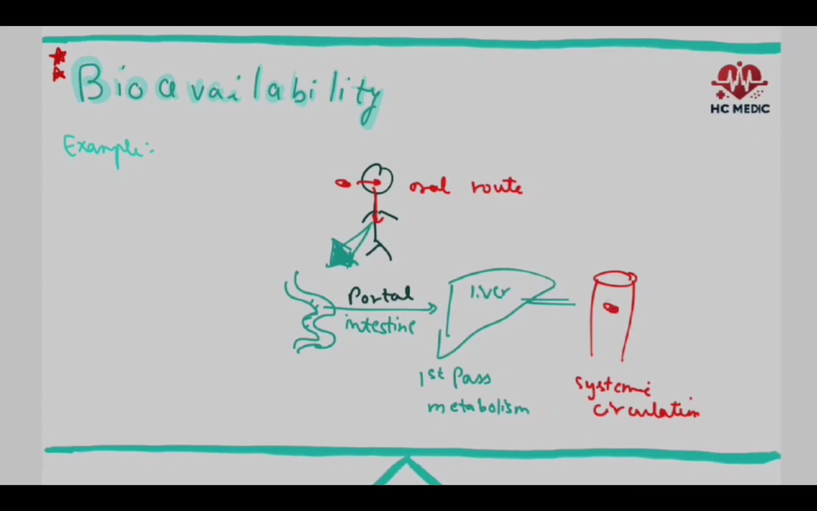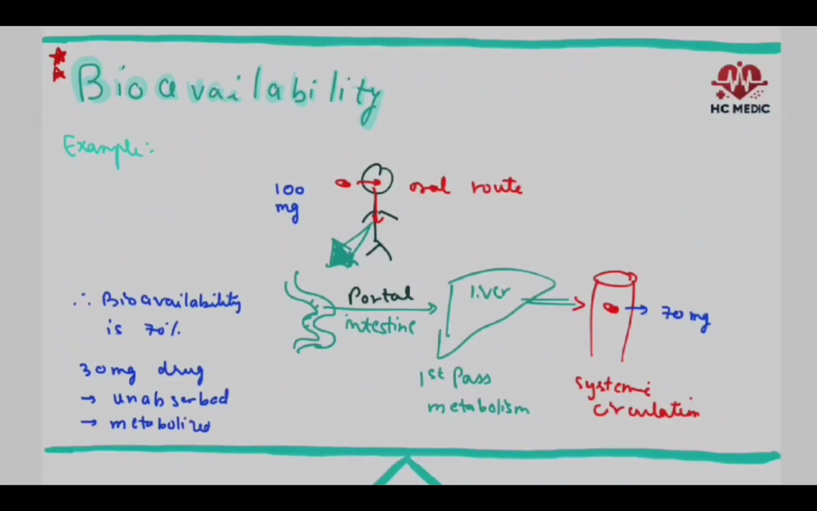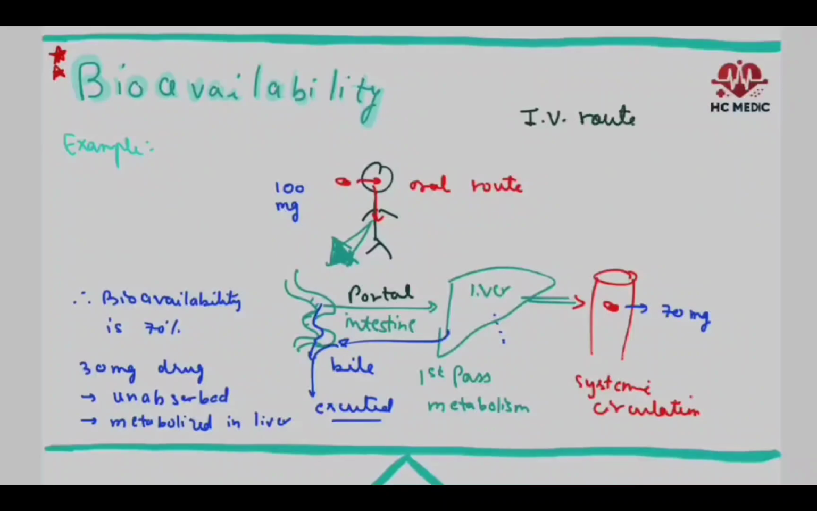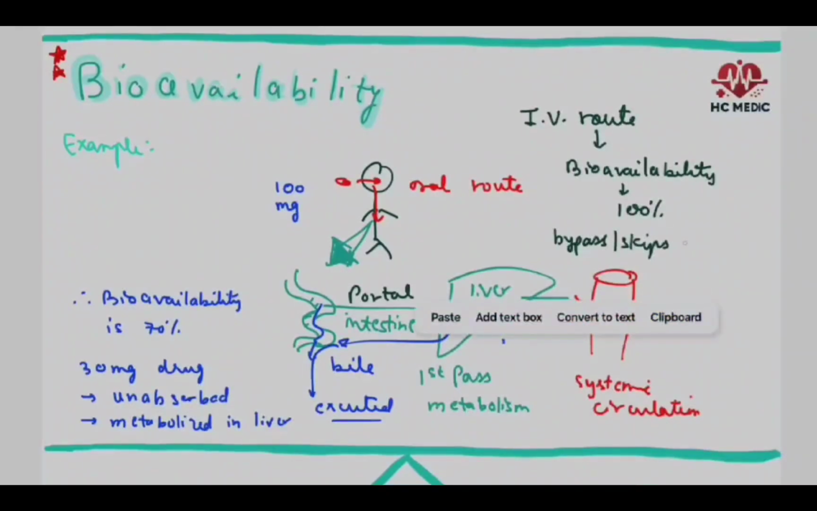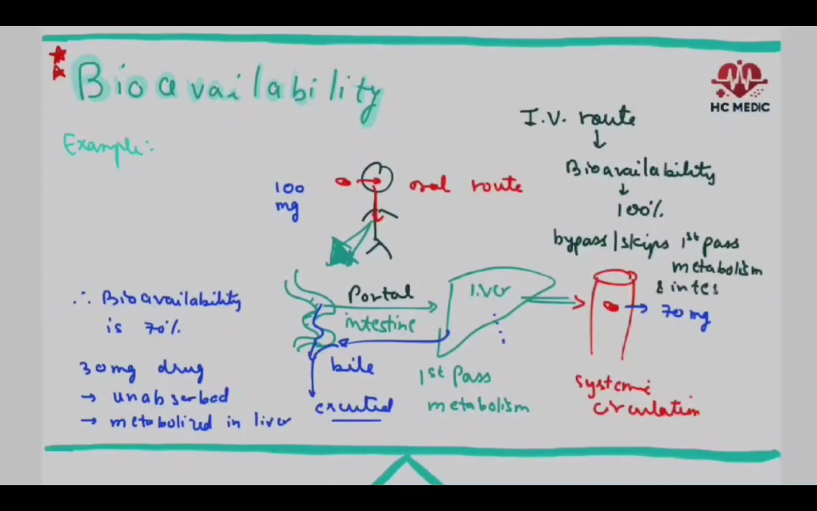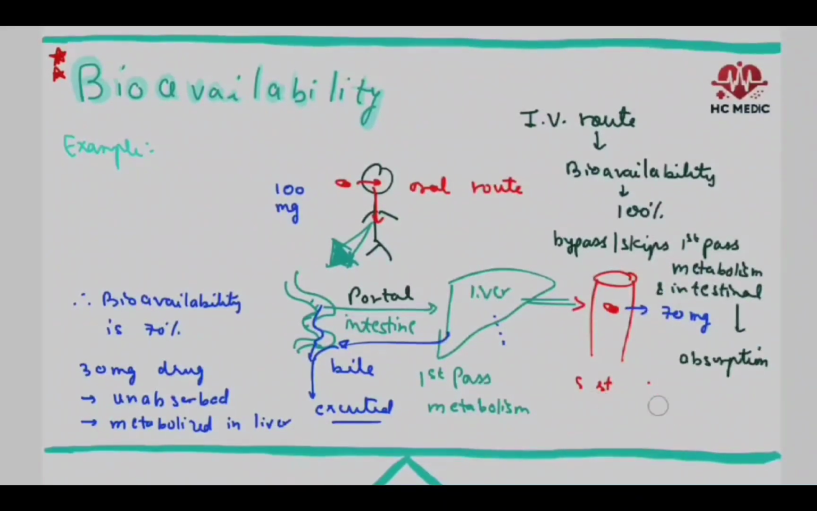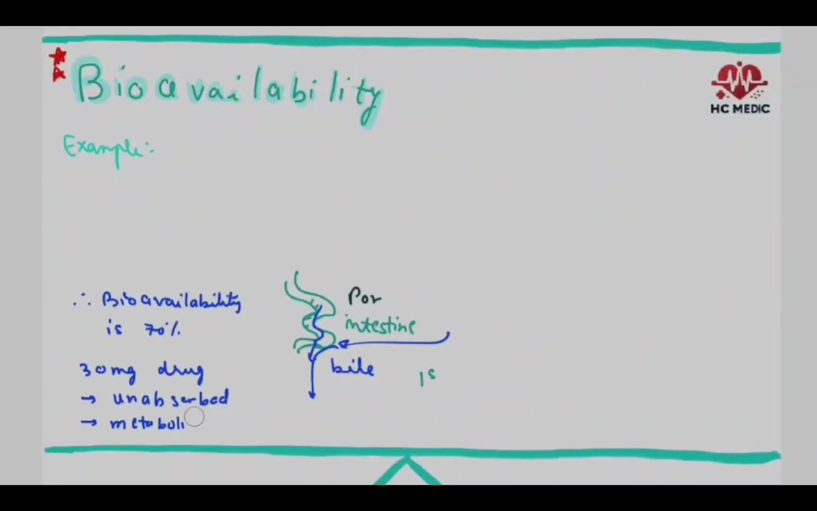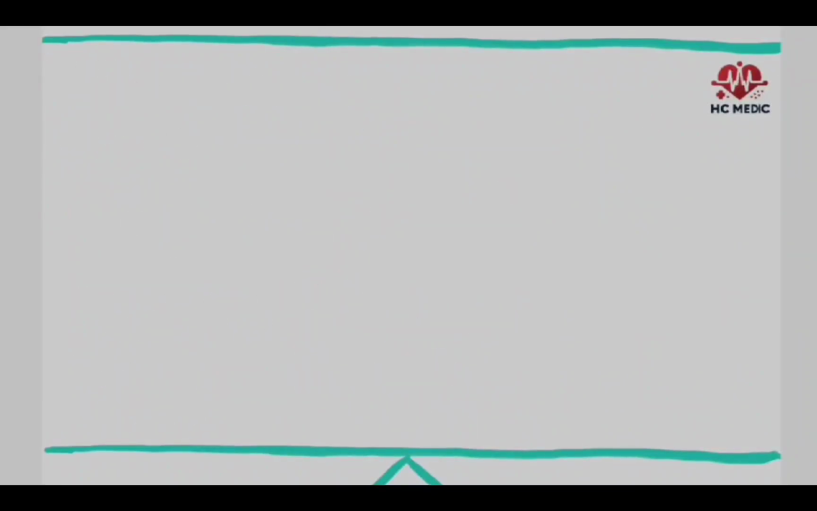Now we see that we give a 100 milligram dose, but in systemic circulation when we take the blood sample, it is only 70 milligram, which means that bioavailability is 70 milligram. We can say that it is 70% because 30 milligram drug is unabsorbed or it is metabolized in liver, and this is excreted in the bile. In the IV route, the bioavailability is 100% because it skips the first pass metabolism and the intestinal absorption. So IV route is best because the bioavailability is 100%. There is no drug wasted.